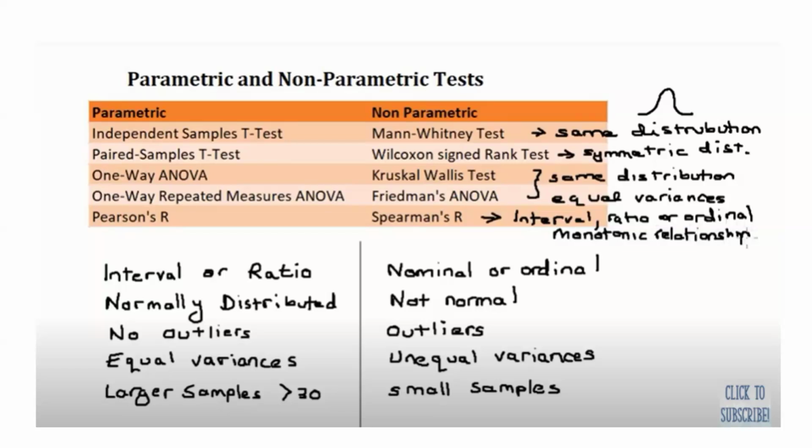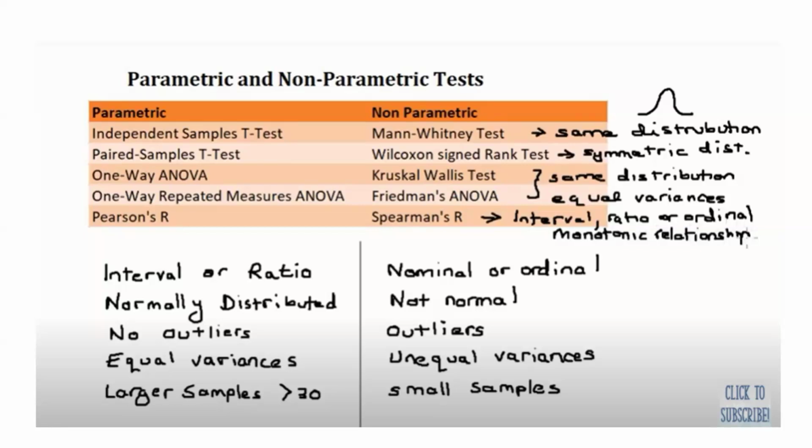And what about these parametric tests? We can use the independent sample t-test. We can use the paired sample t-test. We can use one-way ANOVA. We can use one-way repeated measures ANOVA. We can use Pearson R.